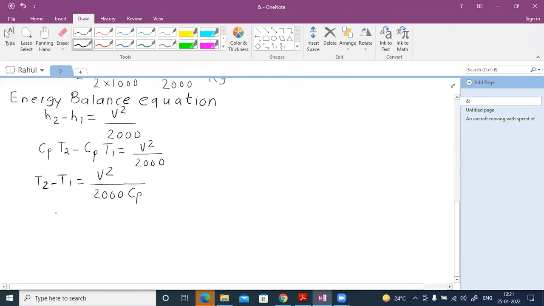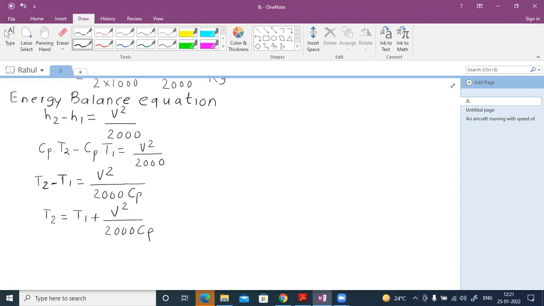So T2 minus T1, that's how I have written it, taking Cp common. So Cp will go to the right hand side, in the denominator. Now I need to get the value of T2. So T2 is given by T1 plus V square divided by 2000 into Cp. On the right hand side it becomes plus.